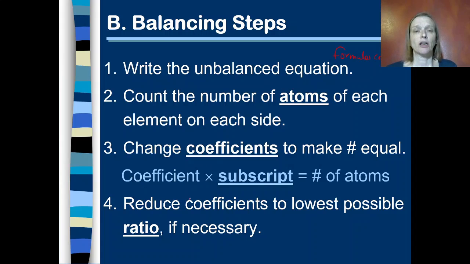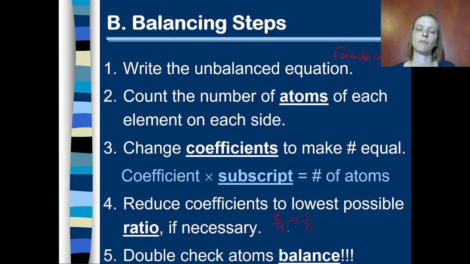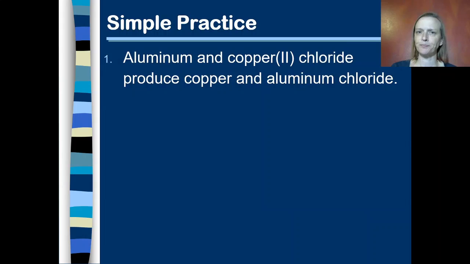At the end, you're going to want to check your coefficients to make sure that they're in the lowest possible ratio. Just like with fractions in a math class, you don't tell your teacher that the answer is 2/4. You reduce the fraction to the lowest ratio. You're going to do the same thing with the coefficients. And you should always double check in the end to make sure your atoms actually balance.